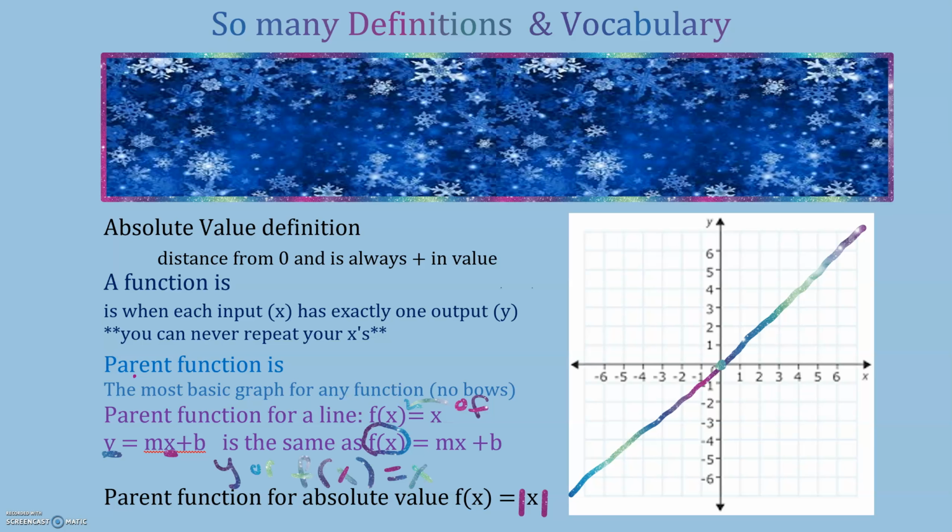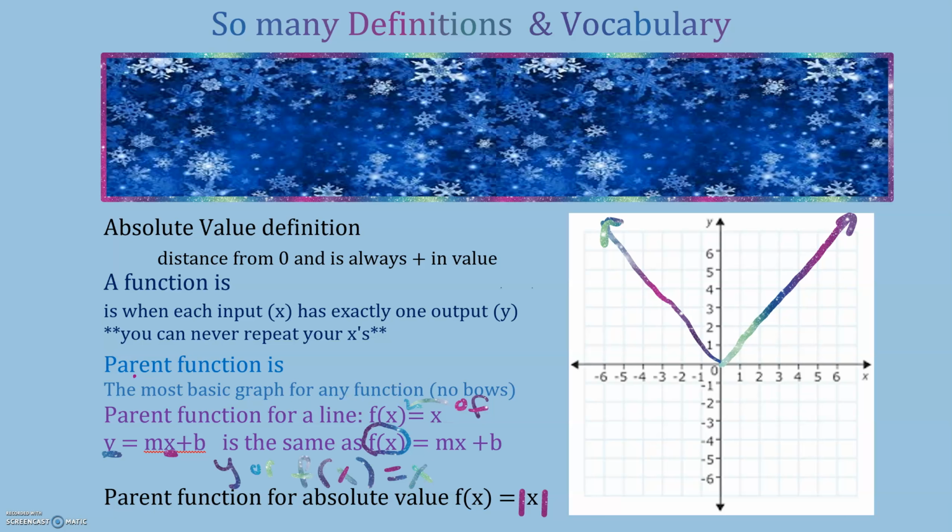Well, the same is to be said for the parent function of an absolute value. And again, that equation for the parent function of an absolute value would be the function of x equals the absolute value of x. And the way that looks is that it starts at 0, 0. An absolute value is always positive. So that means from 0, 0, it's positive.